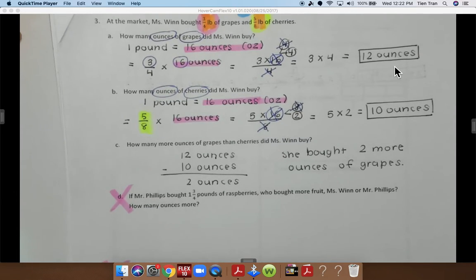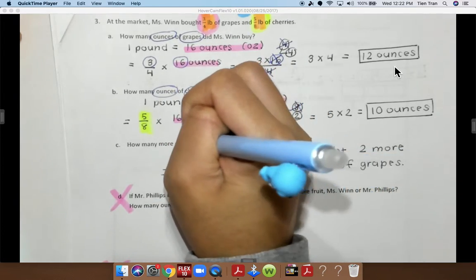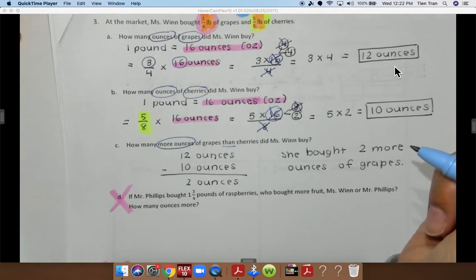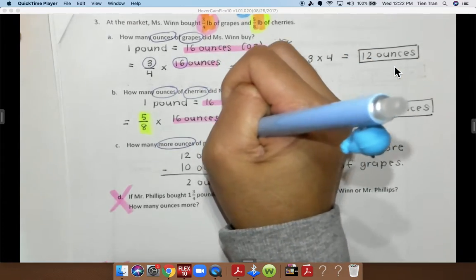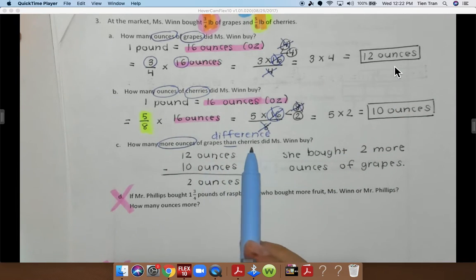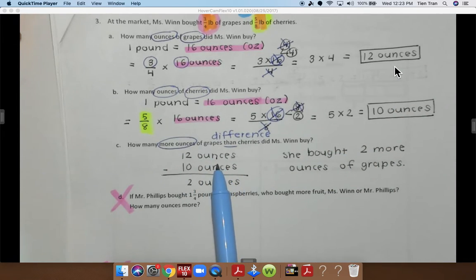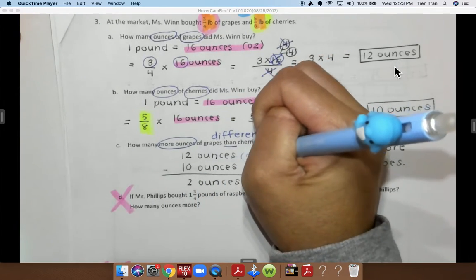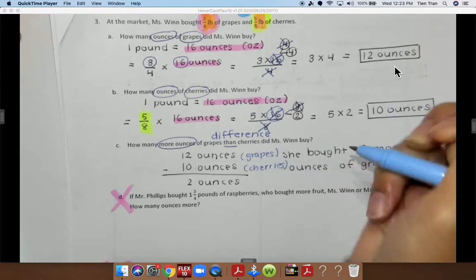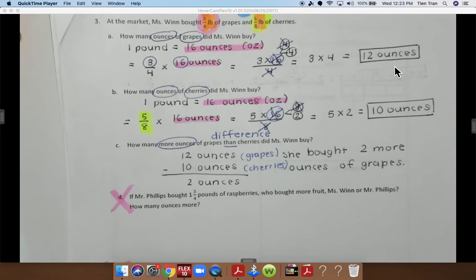For problem C, it asks how many more ounces of grapes than cherries did Miss Wynn buy. What they're asking for is the difference, so I am subtracting. For grapes, again, we have 12 ounces, and for cherries, we have 10 ounces. So I'm going to put that down here. Those numbers are coming from the previous problems. So 12 minus 10 is equal to 2 ounces. So she bought 2 more ounces of grapes.